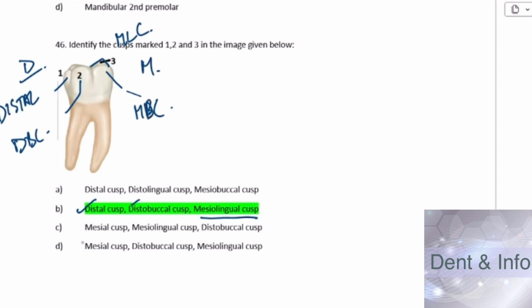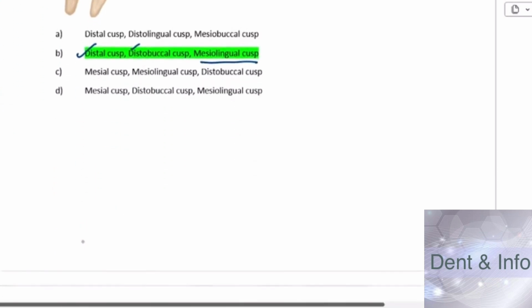Okay. Easier one. Just see what numbers they are asking. Sometimes despite knowing the correct answer, in a hurry we say okay, which three cusps are we seeing first, we go for mesiobuccal, distobuccal, distal. In a hurry you mark the distobuccal option, and then the answer is wrong. Okay.